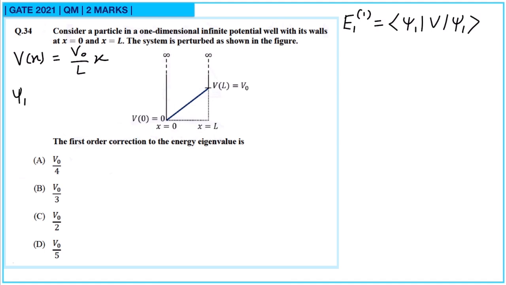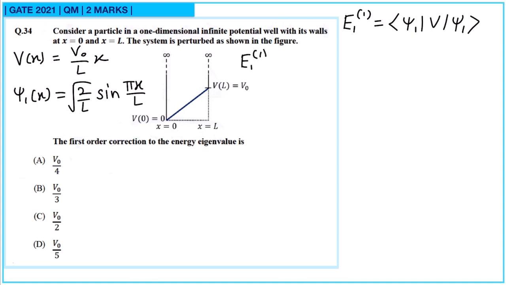So the ground state wave function will be, this is a particle in a one-dimensional infinite potential well. So psi 1 of x will be under root 2 by width, so here width is L, into sine n pi x by L, here n is 1, so pi x by L. So this is psi 1, and we have to calculate this integral now.